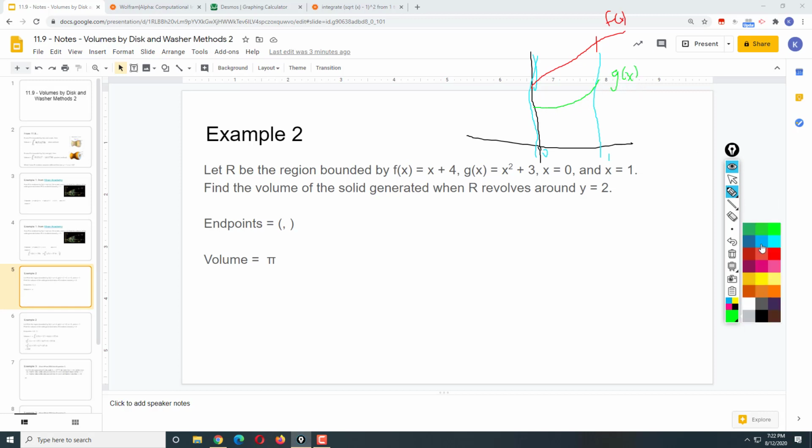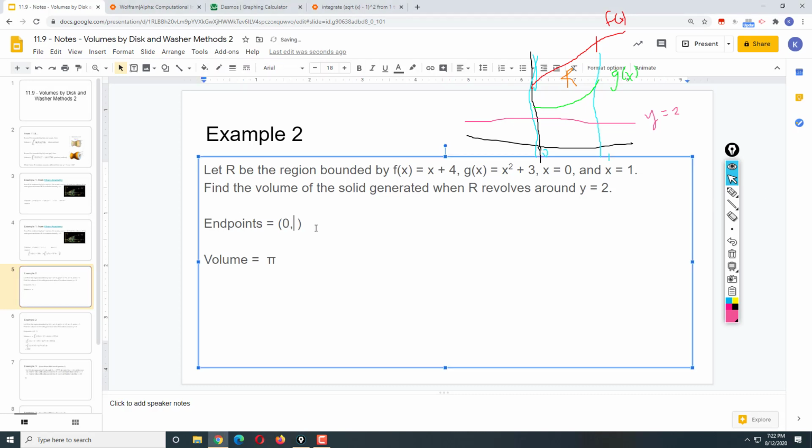So we have this area R that we are revolving, not around the x-axis, but instead we're revolving around y equals 2. Well, first of all, endpoints. The endpoints are 0 and 1, x equals 0 and x equals 1. We were given those two endpoints.